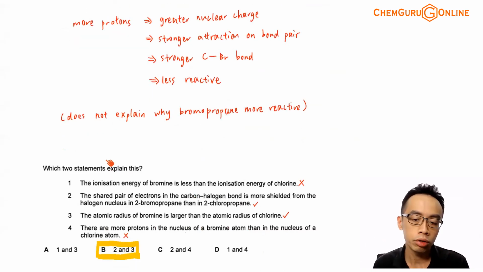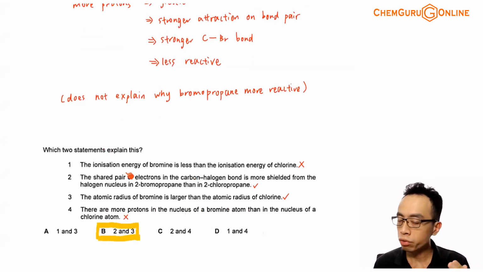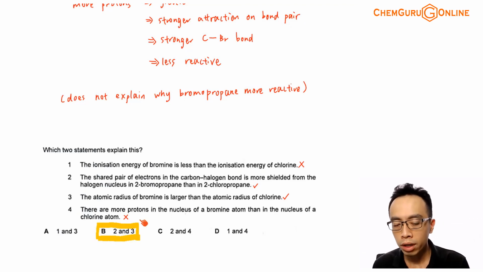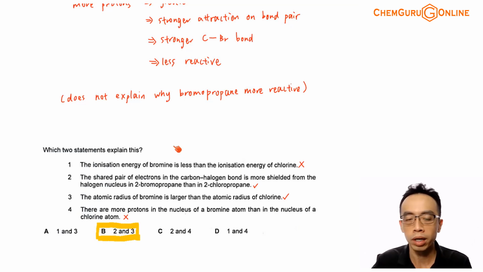So now we can run through the options. We already have run through all four statements. Statement number 1 is not true. Statement number 2 is true. Number 3 is also correct. Number 4 is not correct. And therefore, the answer to this question will be option B. Statements number 2 and number 3 will explain this observation. Alright, so that was the discussion involving this question.